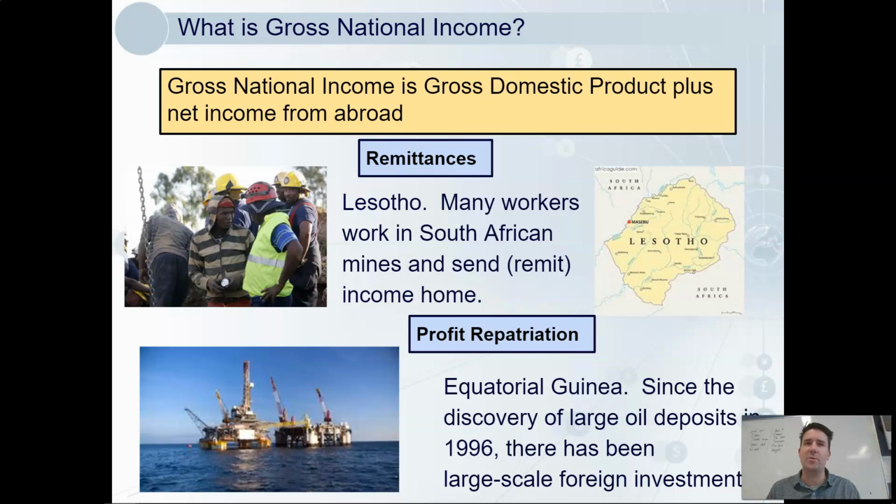One way of considering gross national income is that it's the total income of a country's factors of production, regardless of where those assets are physically located.